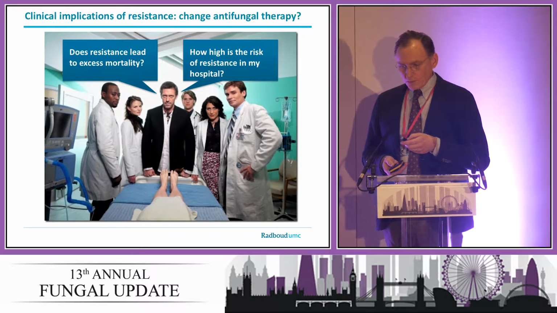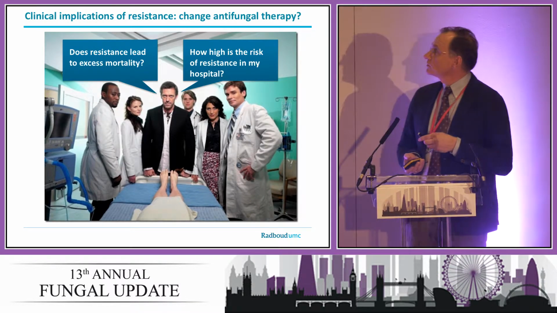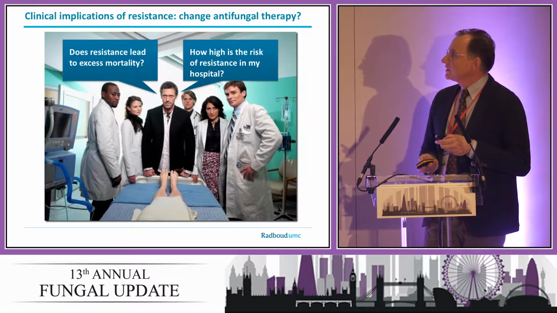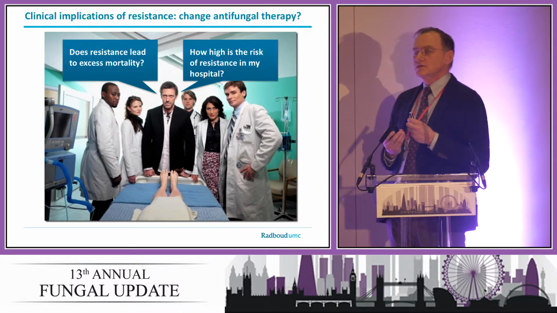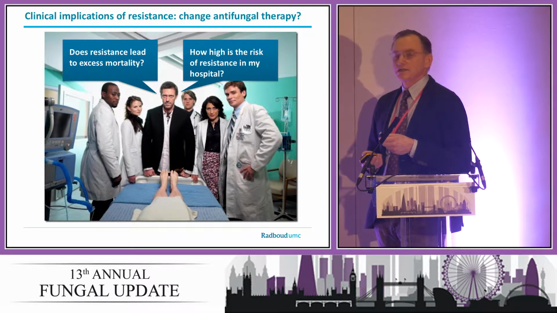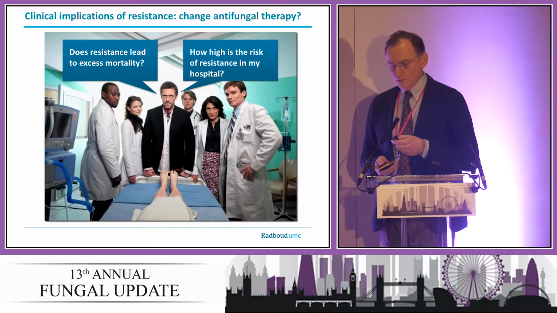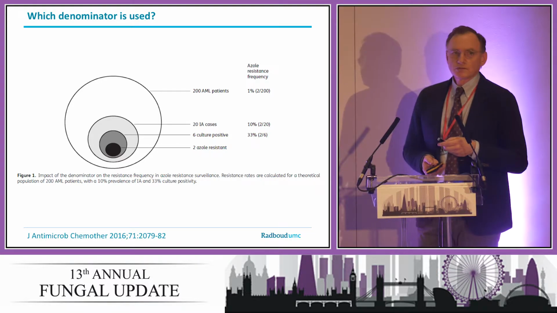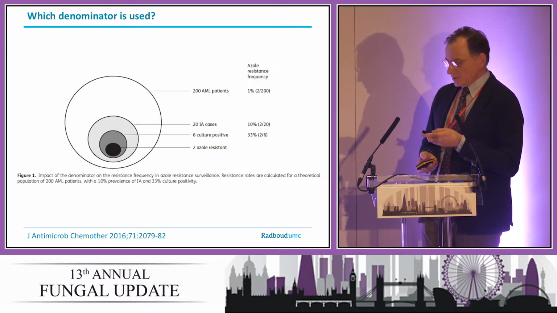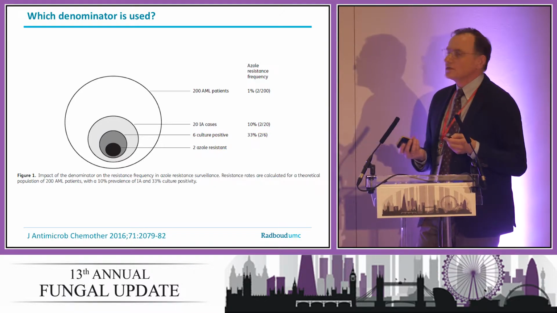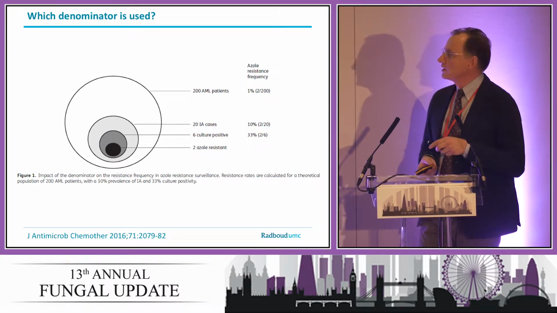So what is important to know? Well, the first, of course, is how high is the risk of resistance in your hospital. And the second important question is, does it really matter if you have resistance? Does the probability of mortality in your patient increase if he is infected with a resistant isolate? So what is the resistance frequency? As already alluded to, that is very difficult to determine. At least we have to agree on how we are going to determine that.